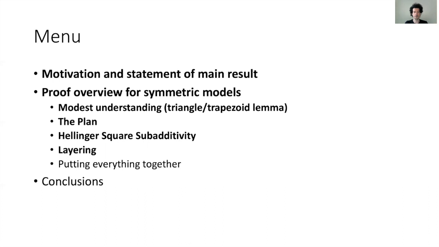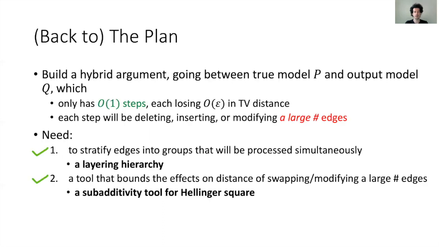Given the aforedescribed layering hierarchy and our square Hellinger subadditivity bound, we are ready to describe our proof. Recall that our plan is to have a constant number of steps that hybridize between the true model and the one output by Chow-Liu.